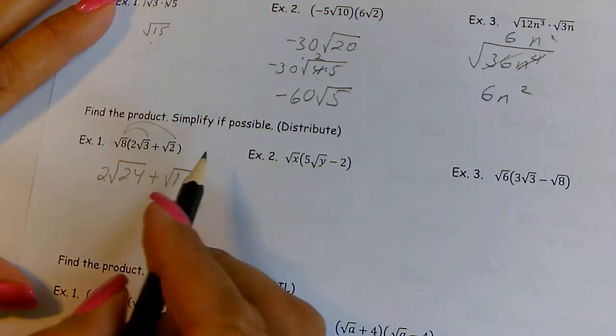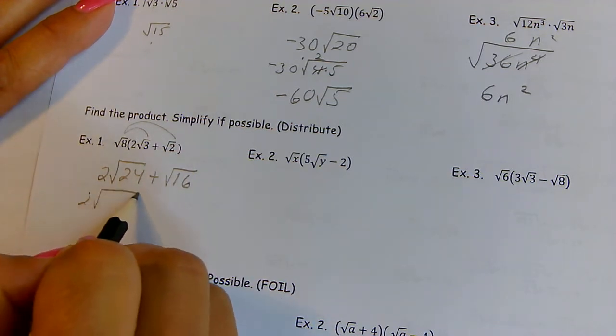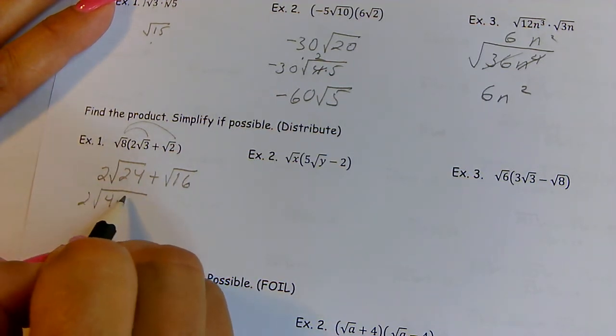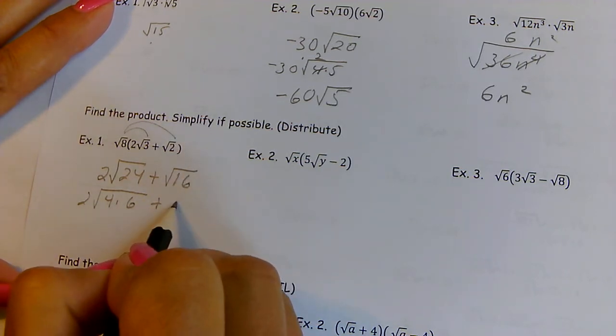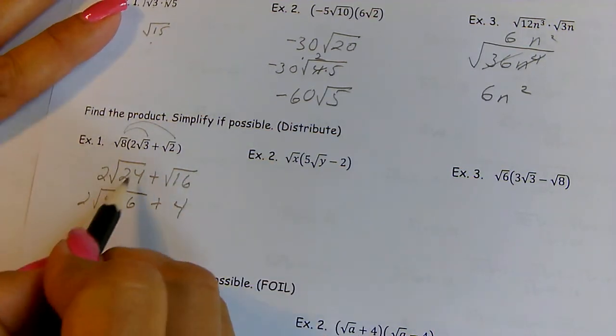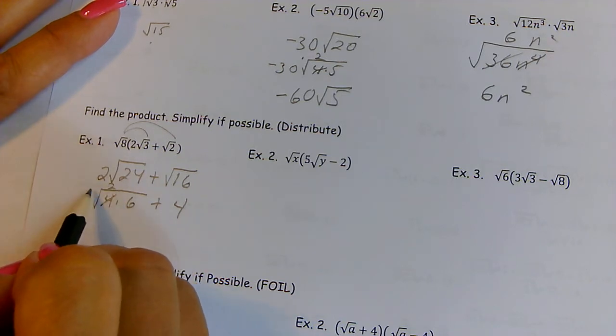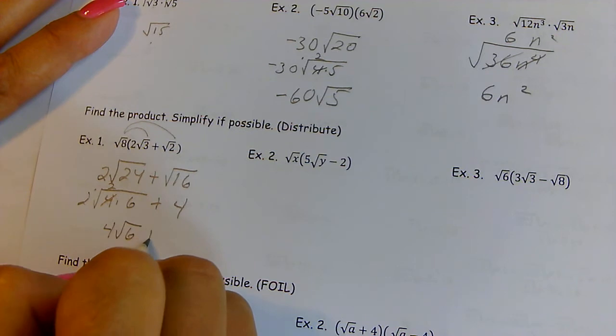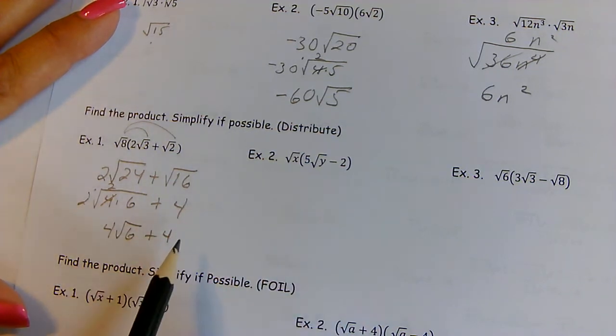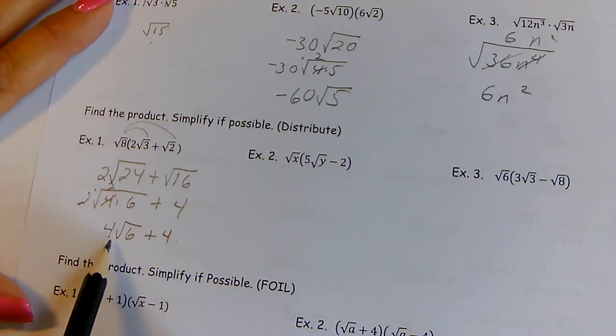Both of these can be simplified. 4 times 6 is the largest perfect square. This is a perfect square, so that would just be 4. Square root of 4 is 2. Multiply. They are not like terms. I can't combine. I stop.